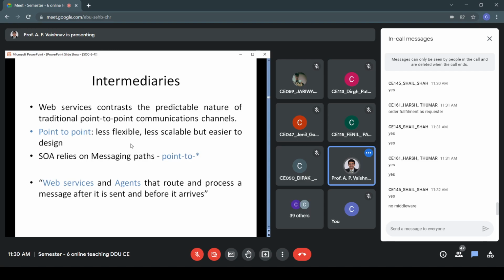Yes, correct, right? Okay. But in case of SOA, the services are hosted anywhere. Services are distributed, in other words. And that is why we ideally have point-to-star communication. That means after you send the message, it will be processed by one or more intermediary services. Okay? Getting the idea?